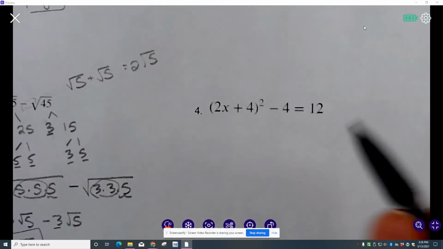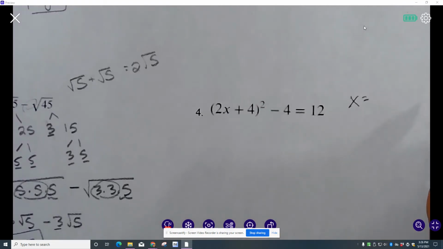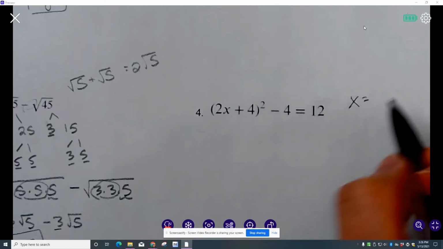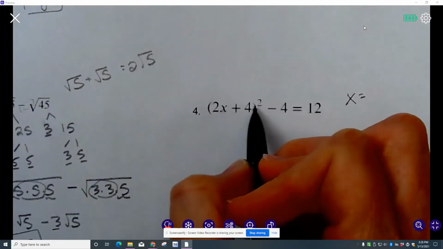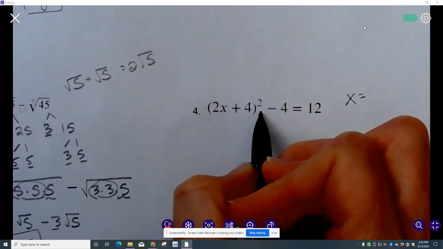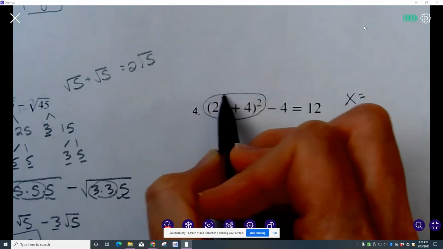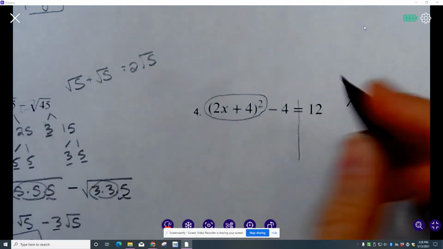Okay, this one has an equal sign. That means it's a solve. That means my answer needs to look like x equals. Remember, often we end up with 2 solutions because we have an x squared. So here's your x trapped inside your second power. My first step is to get this term all by itself on one side of the equal sign.